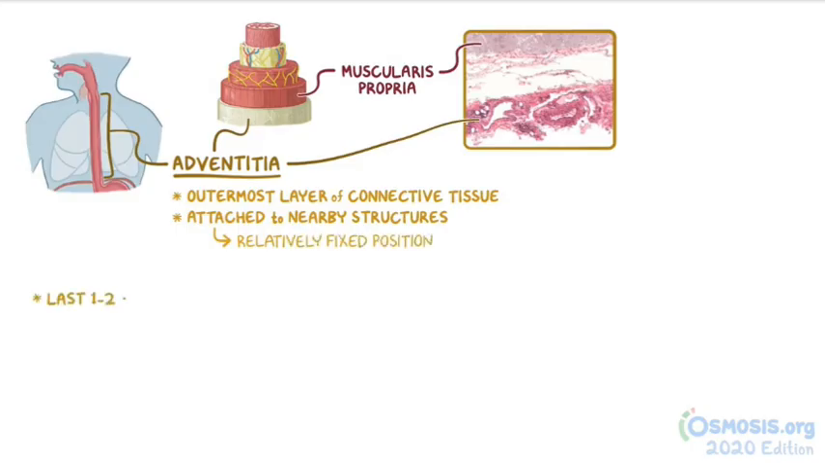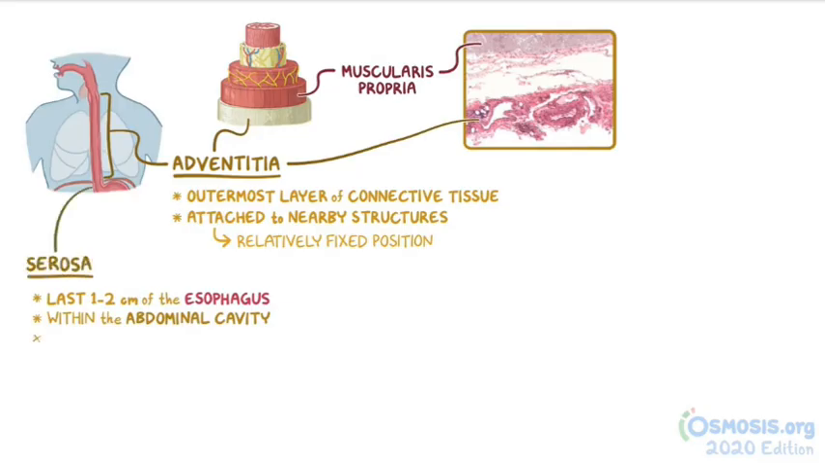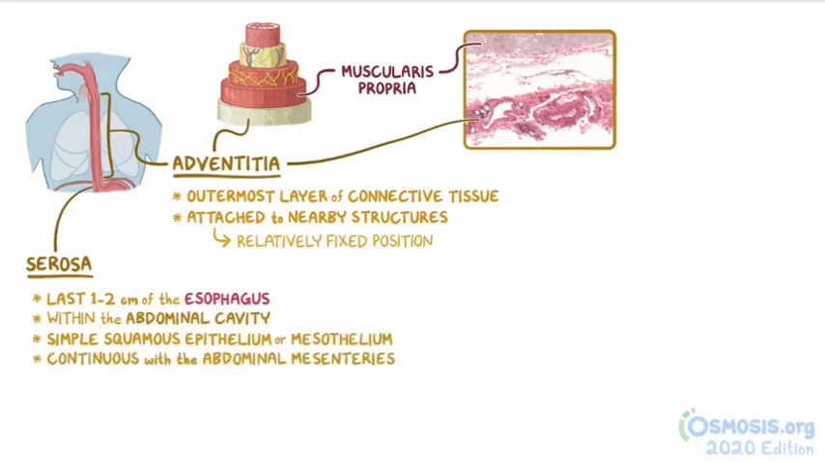The last 1 to 2 centimeters of the esophagus are within the abdominal cavity, after crossing the diaphragm. This portion of the esophagus has an outer layer of connective tissue called the serosa. The serosa is covered by a simple squamous epithelium, or mesothelium, that's continuous with the abdominal mesenteries.